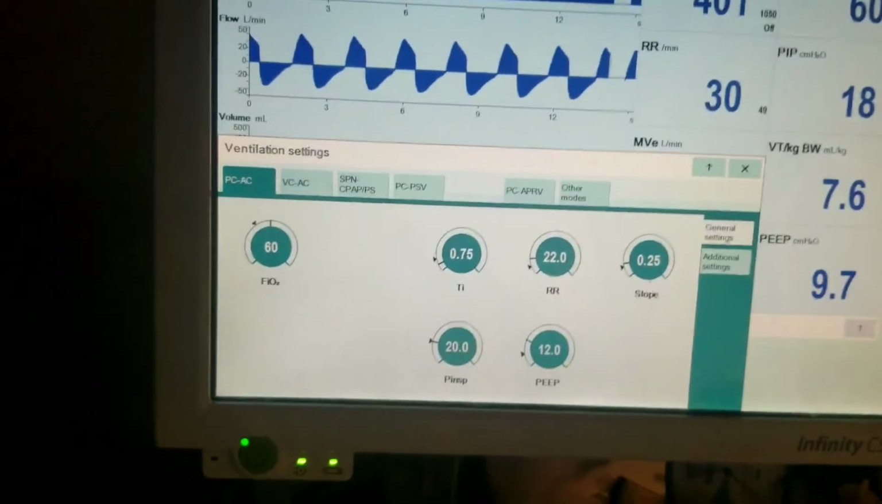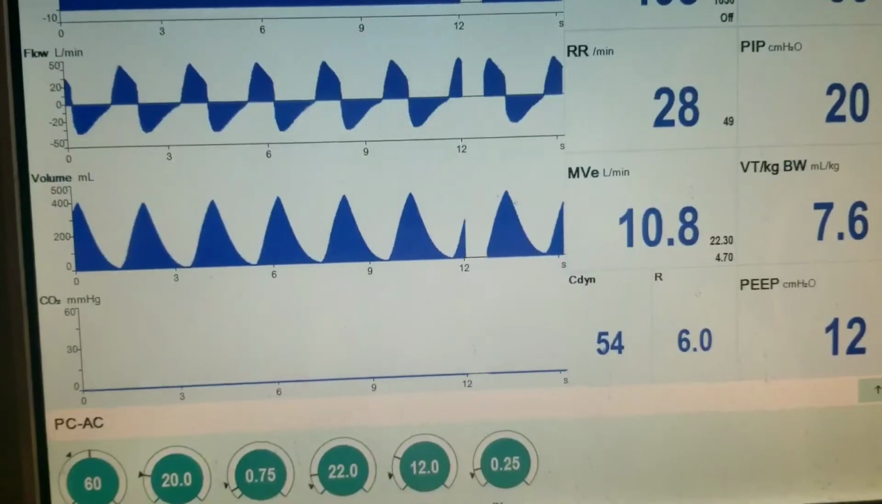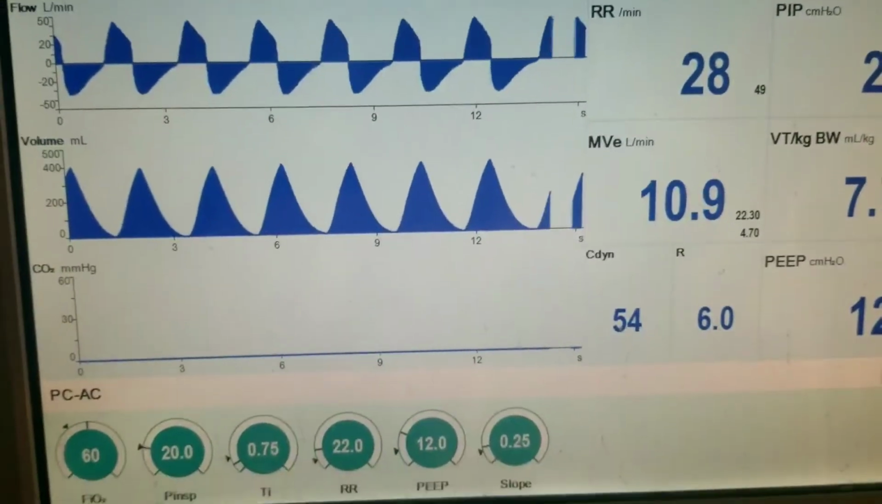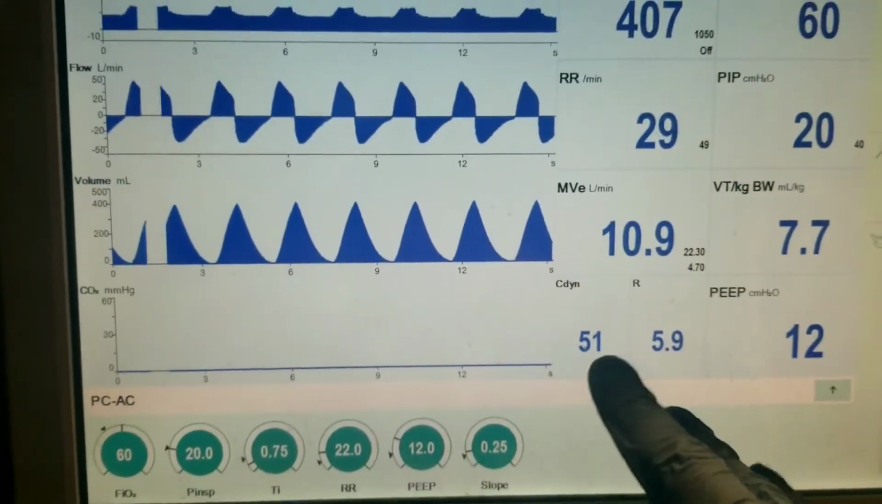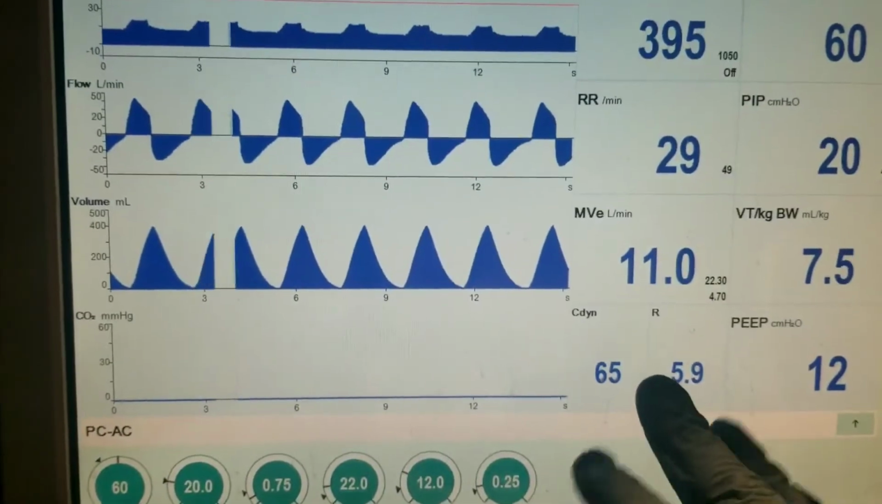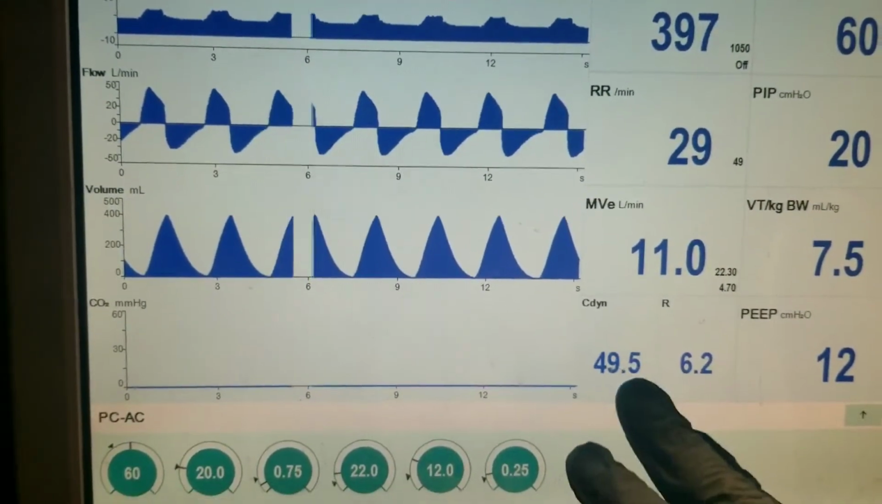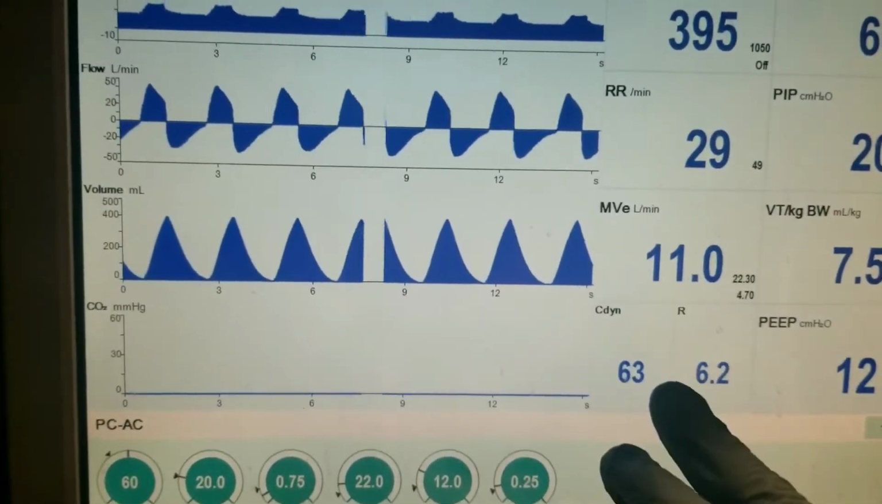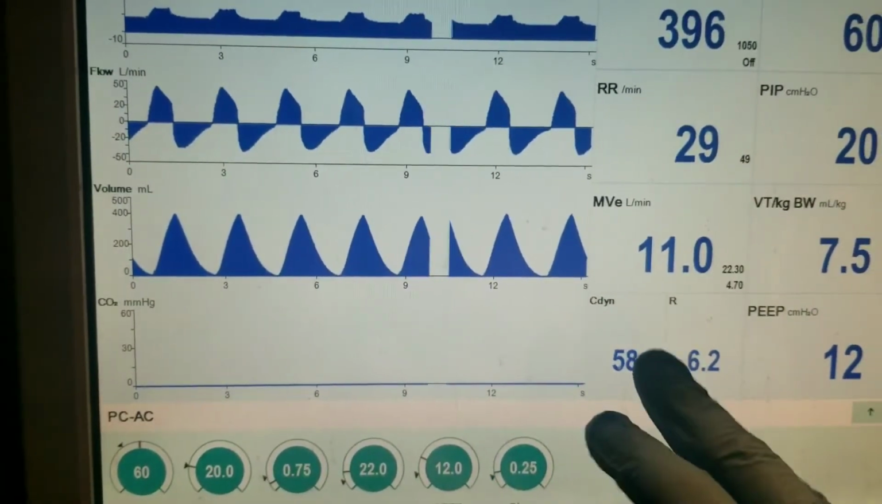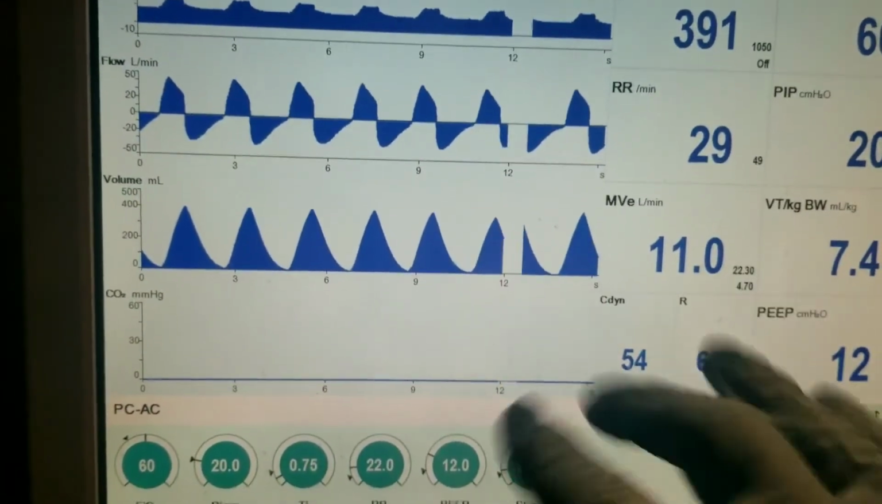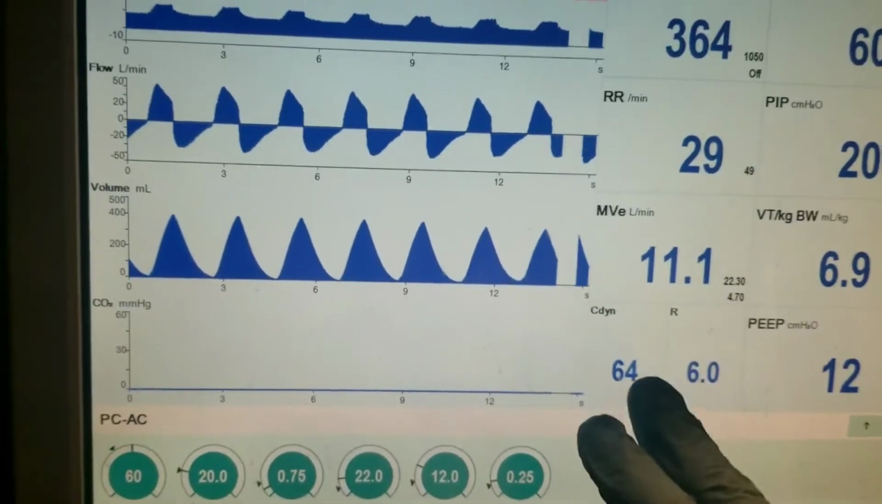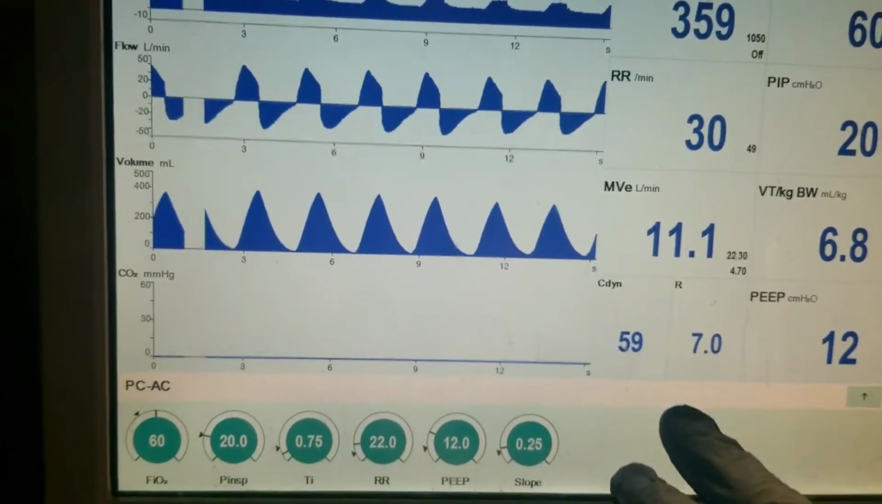So we're going to go up to 12, and we're going to wait for a bit. Alright, so we're up to 12. The compliance is 51, 54, 65. It seems to be higher consistently compared to the PEEP of 10. We can look on the video. I'm pretty sure that it was in the 40s. At least the first check I did, it was around 43 or 45.